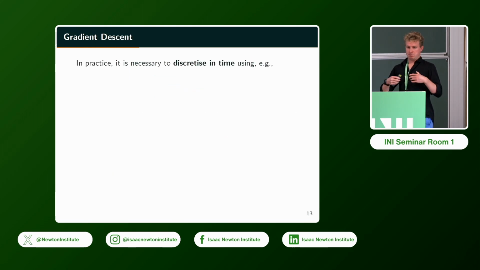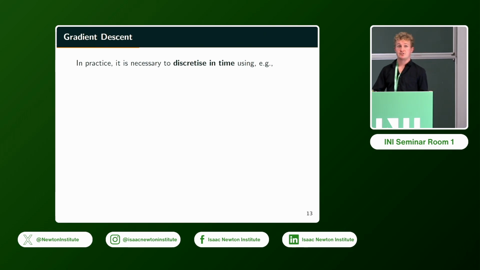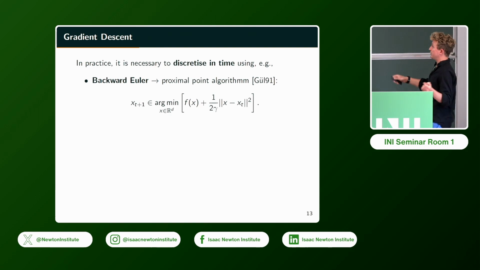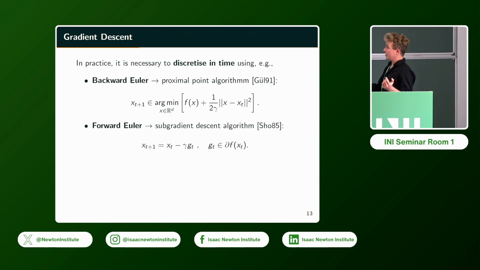Of course, in practice, when we run this thing on a computer, when we want to actually use this thing for practical problems, we have to discretize in time. So there's lots of different ways we can go about this. Here are just a couple. Backward Euler, which gives us the so-called proximal point algorithm. And this tends to be a bit more stable than the standard forward method, but it does require us to solve this minimization problem at each step. And then forward Euler, which is the standard algorithm everyone is used to, which leads to this subgradient descent algorithm, or in the case that f is differentiable, this is just our standard gradient descent algorithm.